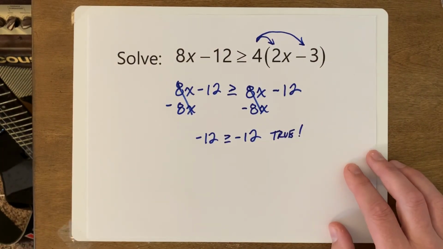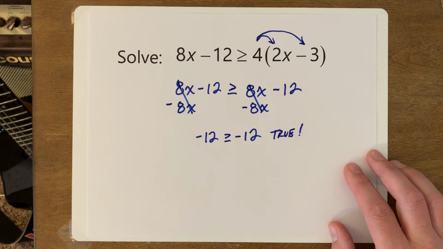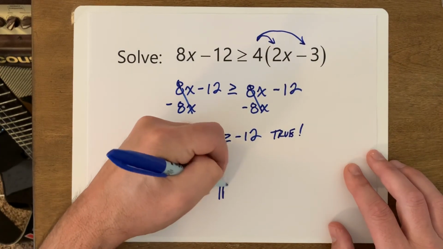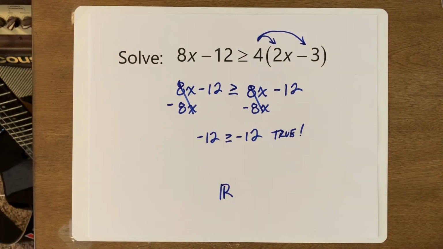So for this one, since it's true, you're going to get all real numbers for your answer. Easier just to write the symbol, and then we're done. But if that was not a true statement again, then you would have no solution for that one. So just a nice little quick video on solving some linear inequalities.